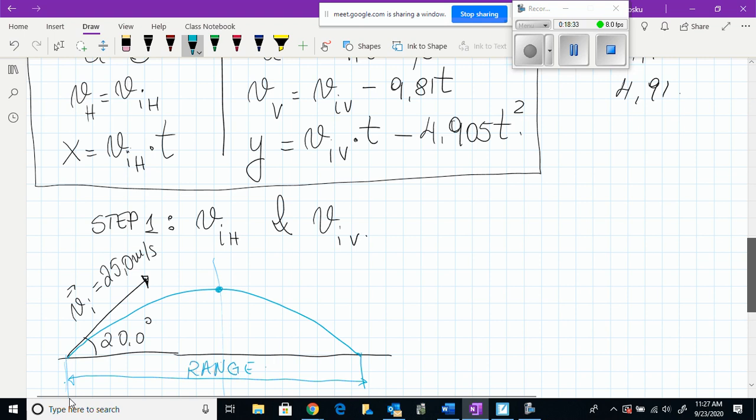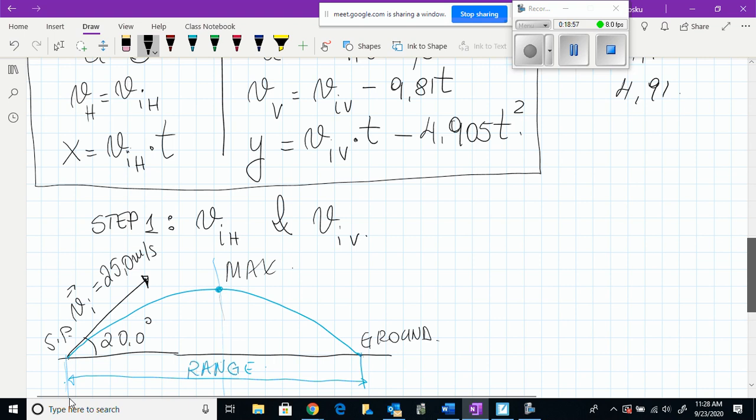At the maximum, the range is divided into 2 equal parts. So half of the range is from the point when you are starting until the maximum, and the other half is from the maximum until it reaches the ground for the first time.